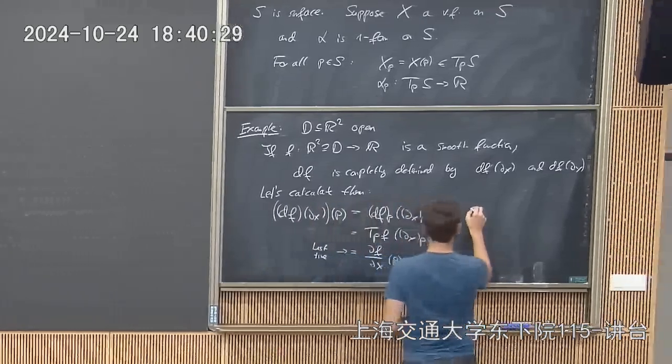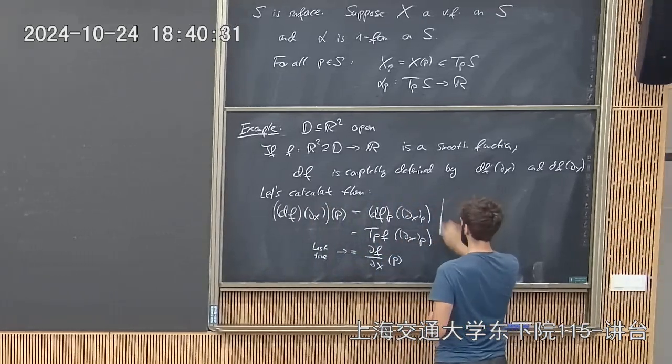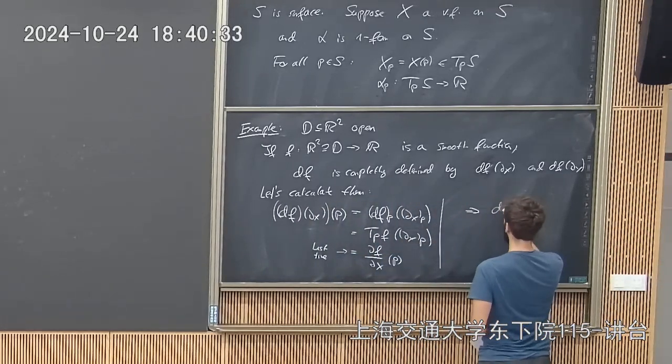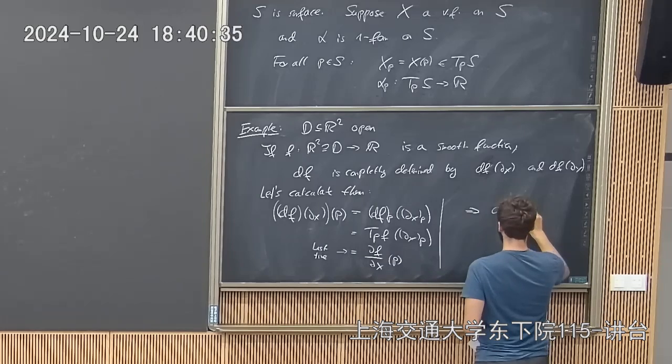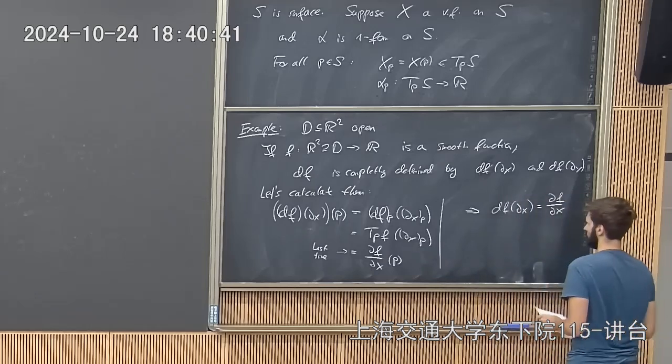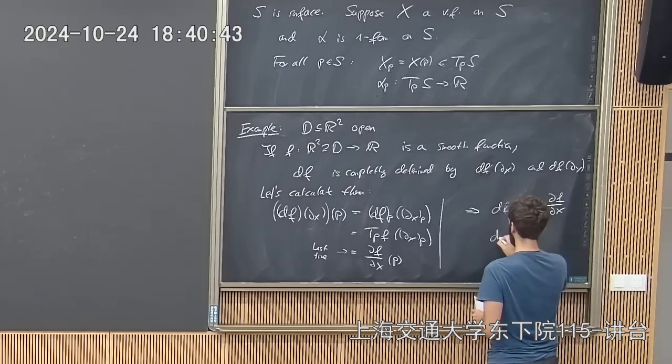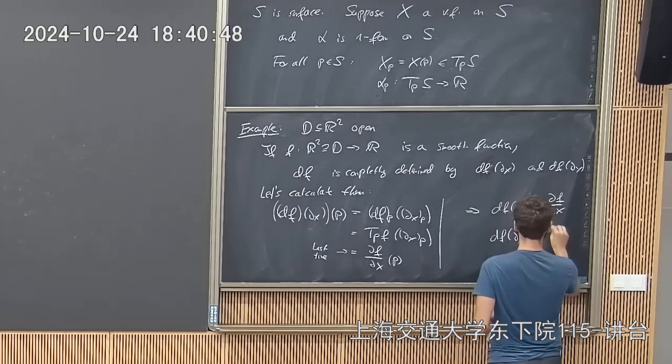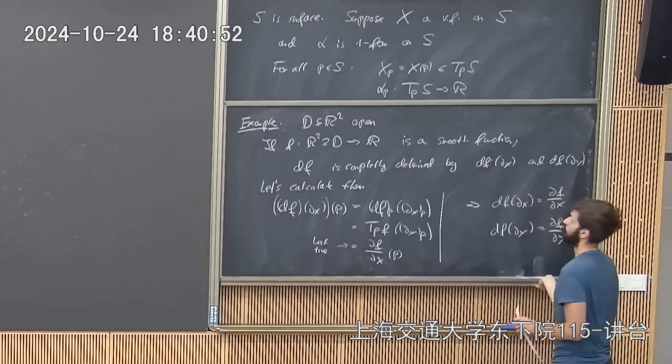So what we get as the upshot of this calculation is that df evaluated on dx is nothing else than df on dx. And similarly, once we calculate df on dy, what we get is the partial derivative of f in the dy direction.